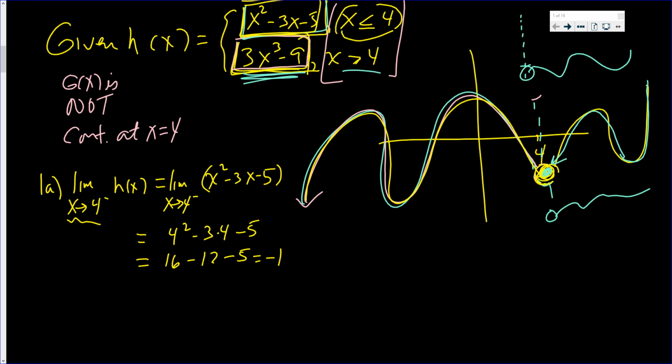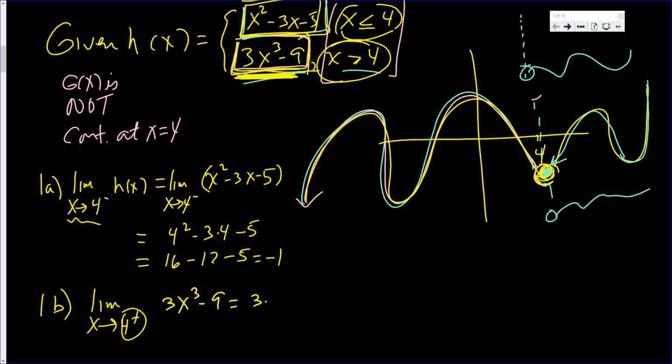Now, what is 1b? What's the limit as x goes to 4 plus? That means bigger than 4. This means bigger than 4. So I use the bigger than 4 rule. I use 3x cubed minus 9. And I get 3 times 4 cubed minus 9. I get 3 times 64 minus 9. And if this were 8 and you took away 9, you'd get negative 1.